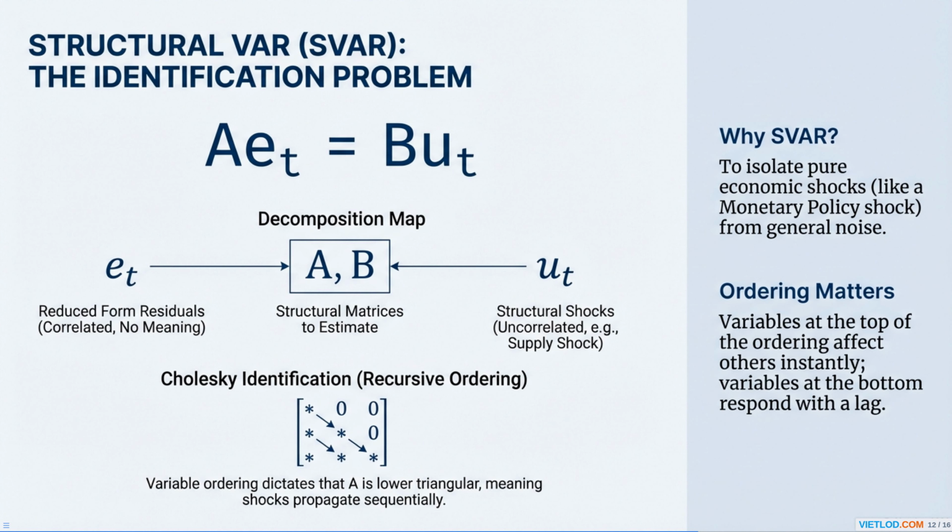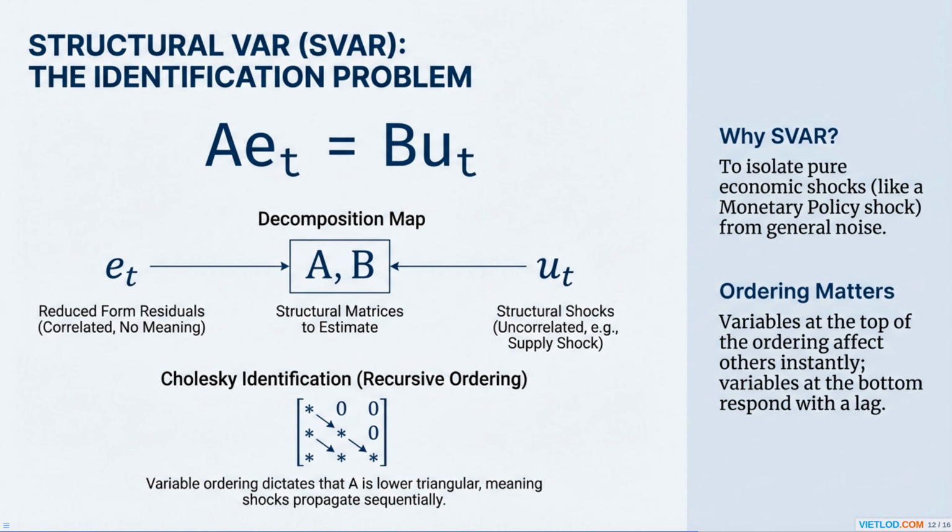The main purpose of a structural VAR, or SVAR, is to move from purely statistical shocks to economically meaningful ones. We want to isolate specific economic shocks, such as a monetary policy shock, from general noise present in the data. The core of this is understanding the equation A times E subscript t equals B times U subscript t. Here, E subscript t represents the reduced form residuals, which are typically correlated and lack direct economic meaning. Our goal is to transform these into U subscript t, which are the structural shocks that are uncorrelated and economically interpretable, like a supply shock.